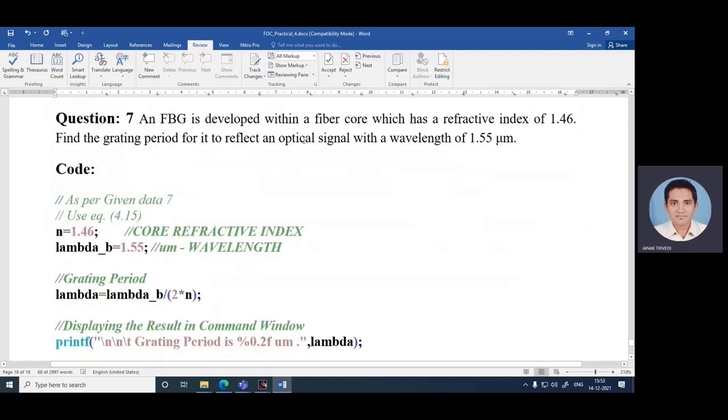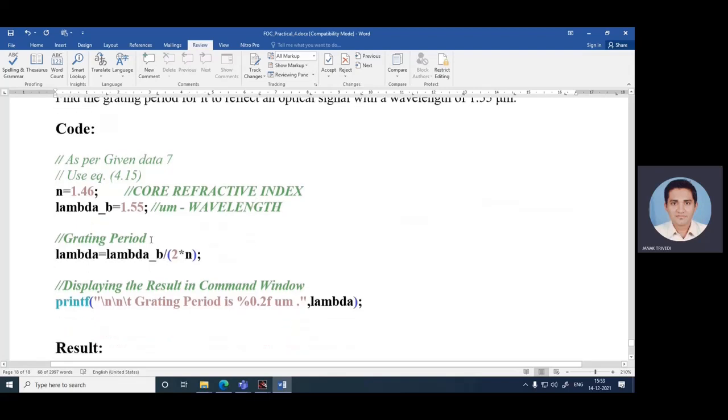Question 7: an FBG is developed within the fiber core which has a refractive index of 1.46. Find the grating period for it to reflect an optical signal with a wavelength of 1.55 micrometer. So for the given data use equation 4.15 to solve this example. So n equal to 1.46, the core refractive index, and lambda b is equal to 1.55 micrometer wavelength. So for grating period use equation 4.15, lambda is equal to lambda b divided by 2n, and displaying the result with printf grating period is. So let's check the result.